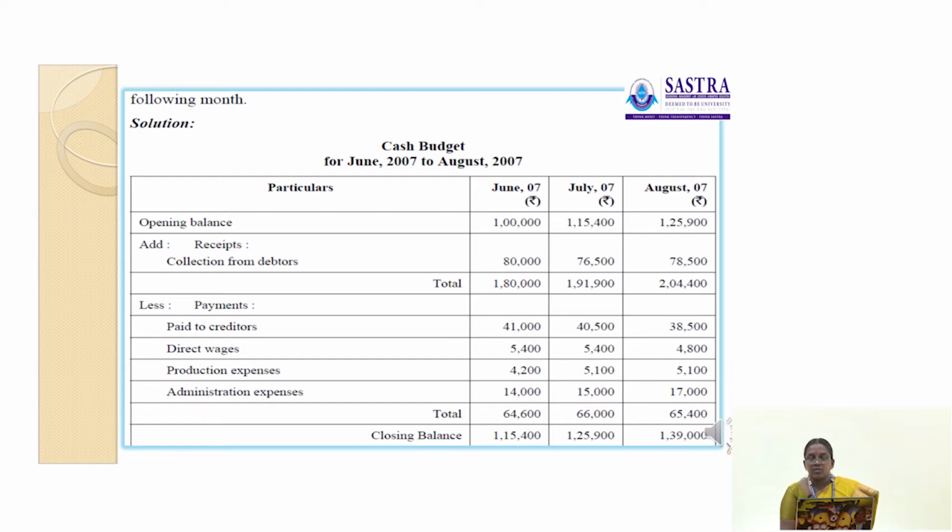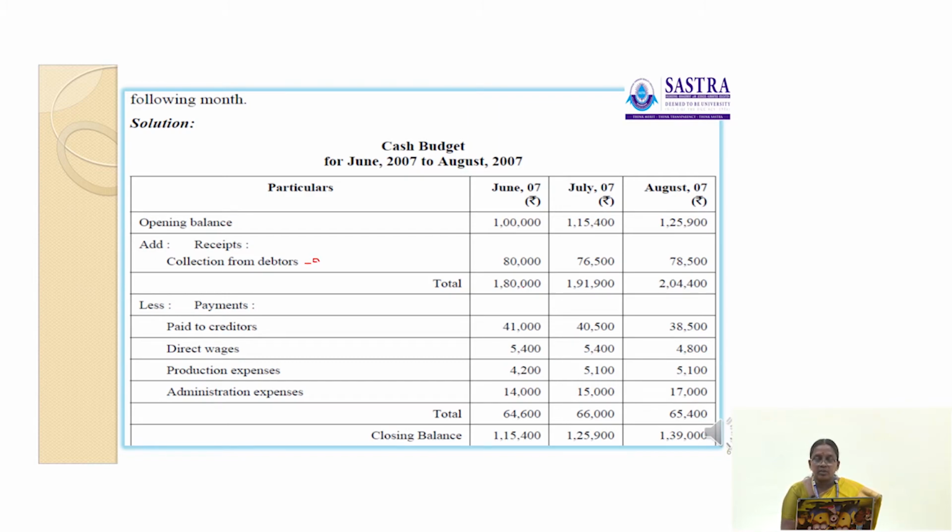This amount is collected only in the month of June. So, amount collected from debtors rupees 80,000 in the month of June 2007. Then 76,500, which is collected from the customers in the month of July 2007. Then 78,500, which is collected from customers in the month of August.